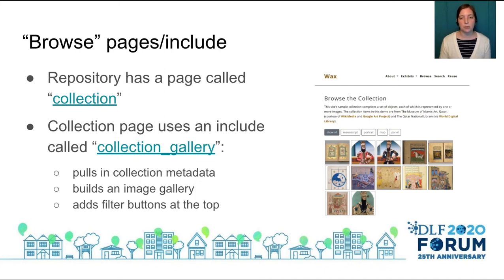The Wax repository includes an example browse page, which specifies a particular sample collection. This page calls something called an include, which is a kind of template that can be designed to take a few parameters so it can be reused in multiple places across a website. The gallery include takes the name of the collection and the name of a metadata field. It then sets up the thumbnail gallery for each item in the collection and adds a filter at the top of the page based on the metadata field specified.